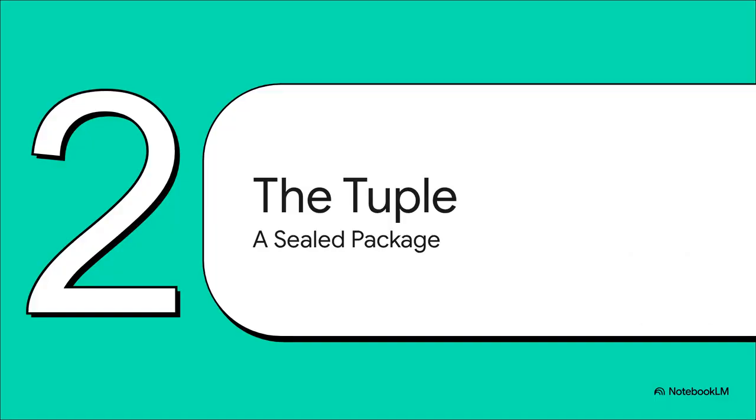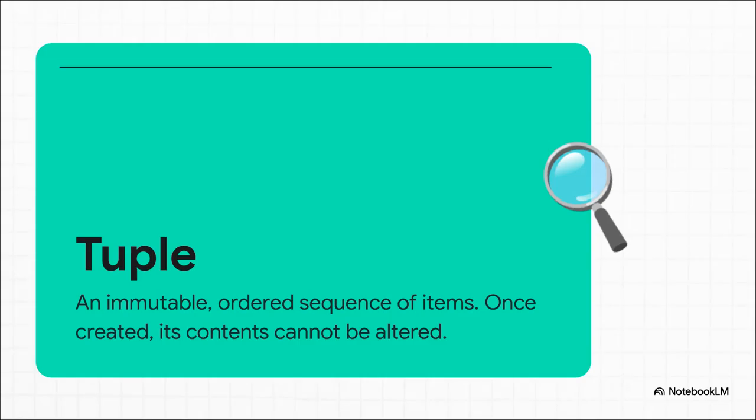So yeah, this is our second tool, the tuple. If a list is like a flexible cardboard box, a tuple is more like a sealed, tamper-proof package. Once you put something inside and seal it up, it is set in stone. The key word here is immutable, which just means unchangeable. Now, like a list, it's ordered, so your items are always going to stay in the same place. But the second that tuple is created, it's locked down. You can't add, you can't remove, you can't change a single thing.